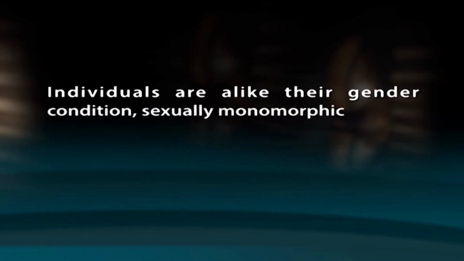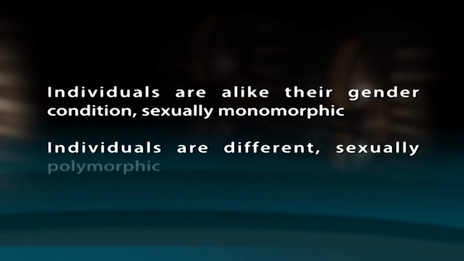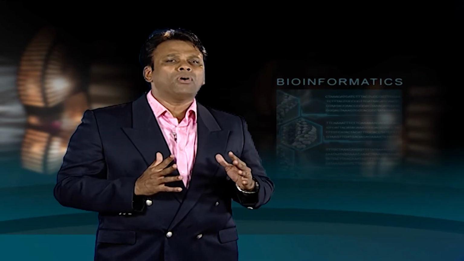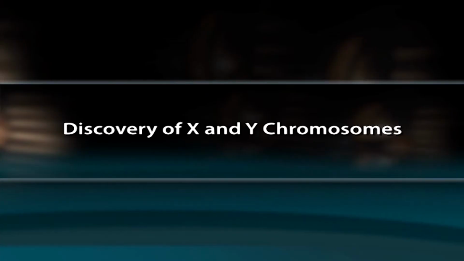Sexually reproducing plants and animals can be classified into two groups. Individuals are alike in their gender condition, sexually monomorphic, which we call hermaphrodite populations, and individuals are different, sexually polymorphic, which we also call dioecious species, with separate male and female individuals. Botanists employed the term co-sexual to refer to the condition where the plants perform both functions. Now let us look into the discovery of X and Y chromosomes.